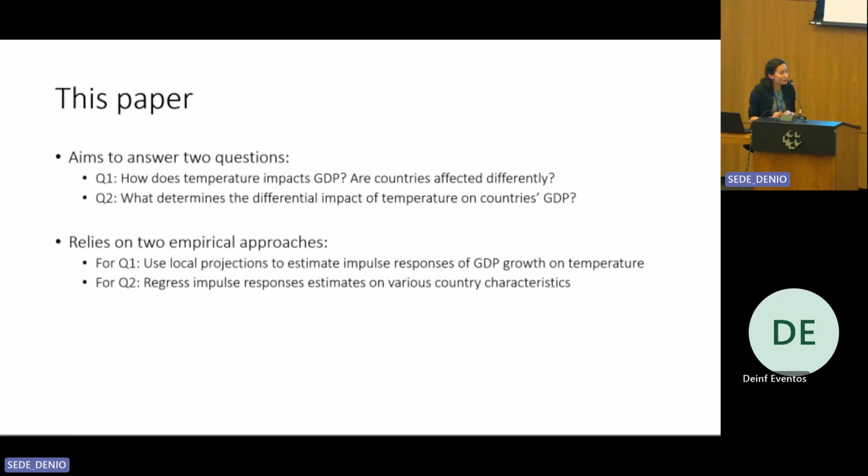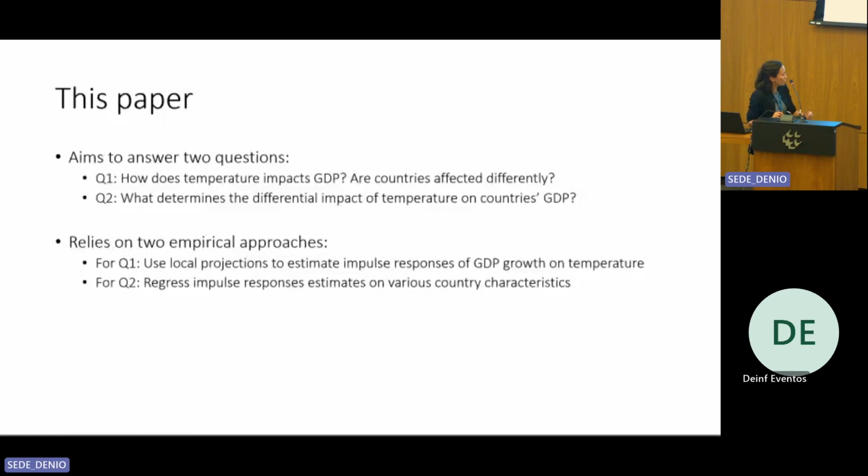In this paper, just to summarize what Chad said, there are two questions that they want to answer. The first one is, how does temperature impact GDP, and which countries are affected and how? Are countries affected differently? And the second one is, what determines the differential impact of temperature on countries' GDP?